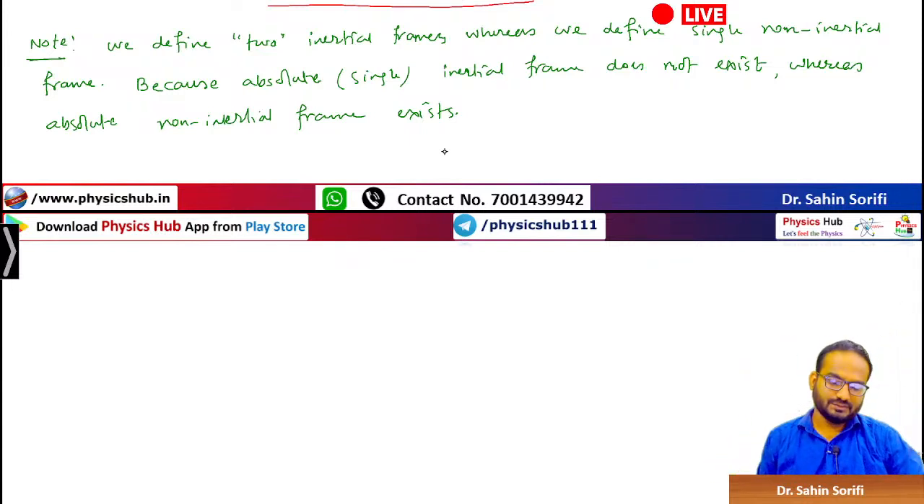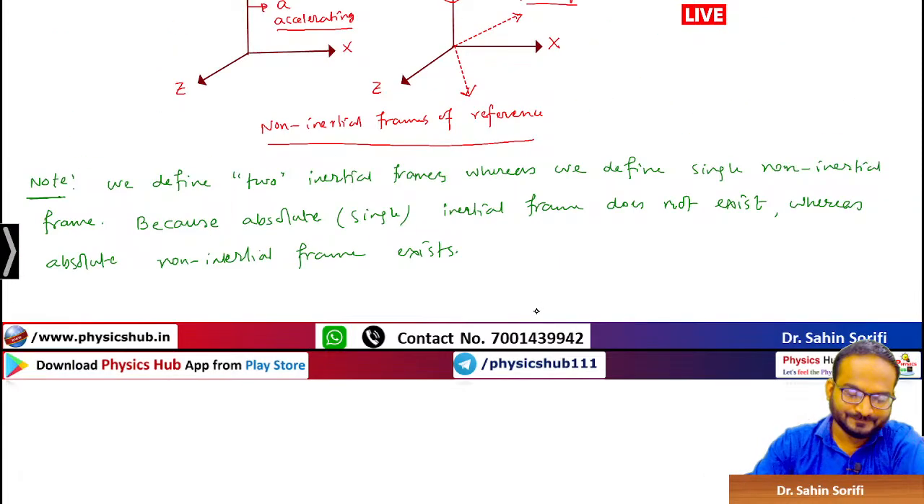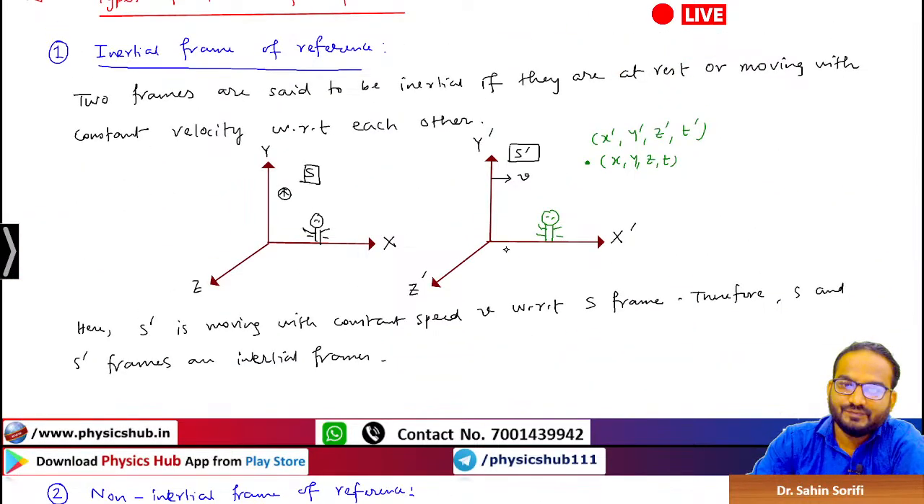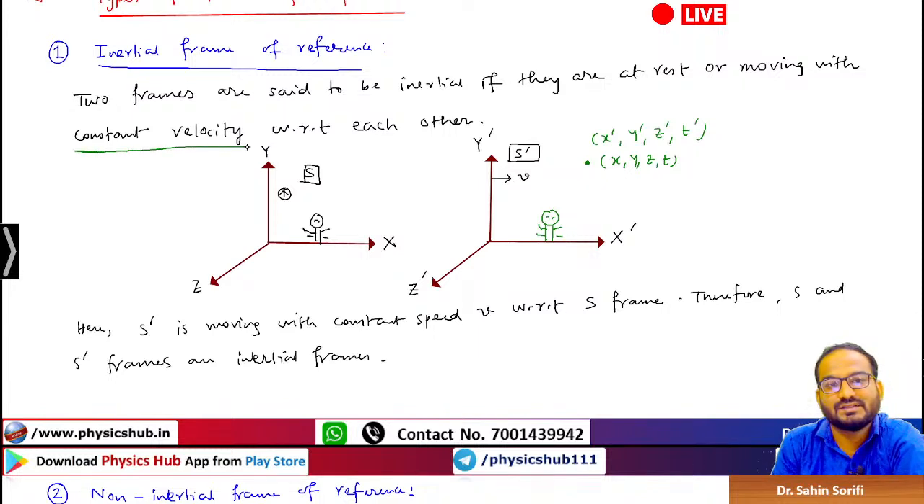Velocity is constant, so the acceleration is 0, and F is 0. Oh, yes. With respect to this S frame, the velocity is constant. So we can say with respect to the S frame, the acceleration of the S prime frame is 0. That is why it should be moving with constant velocity, right? So acceleration is 0, so this is not an accelerating frame. That is why S prime is not a non-inertial frame.